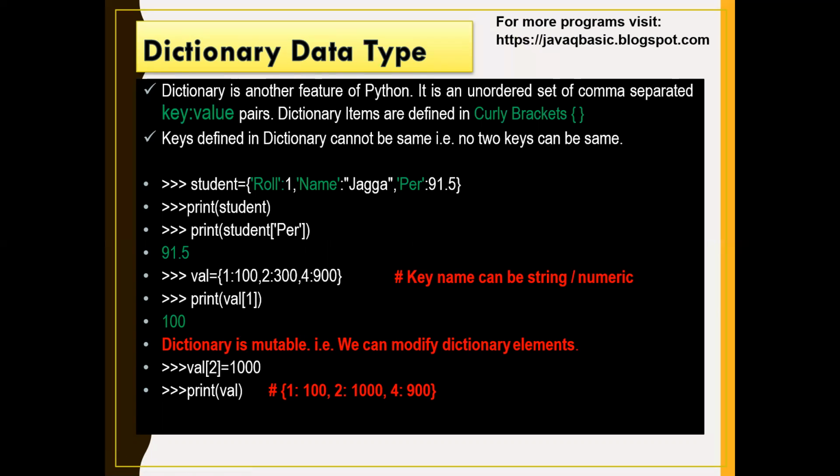Dictionary is mutable, that is, we can modify dictionary elements. Here you can see I am writing value 2 is equal to 1000. Now when I am printing value, see here 2's value was 300. And here it is written mutable, we can modify dictionary elements. So when we have given value 2 is equal to 1000, automatically 2's value becomes 1000 instead of 300.